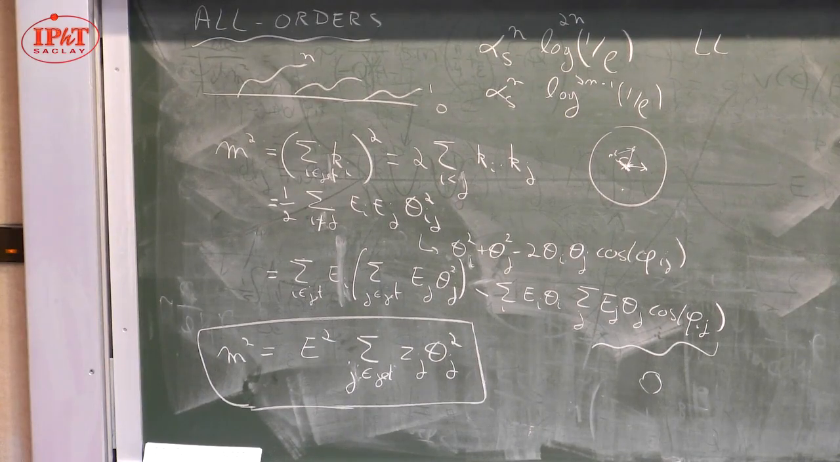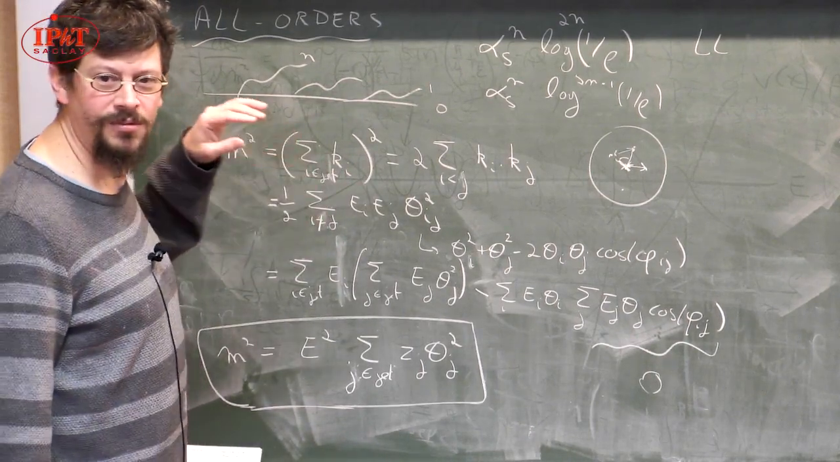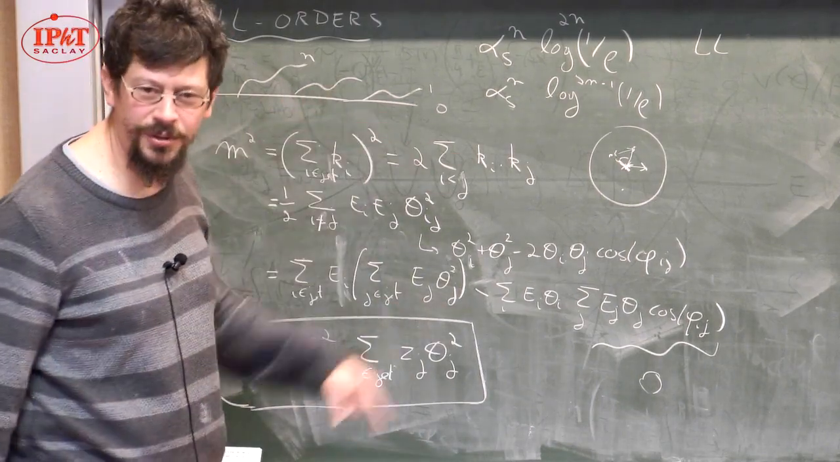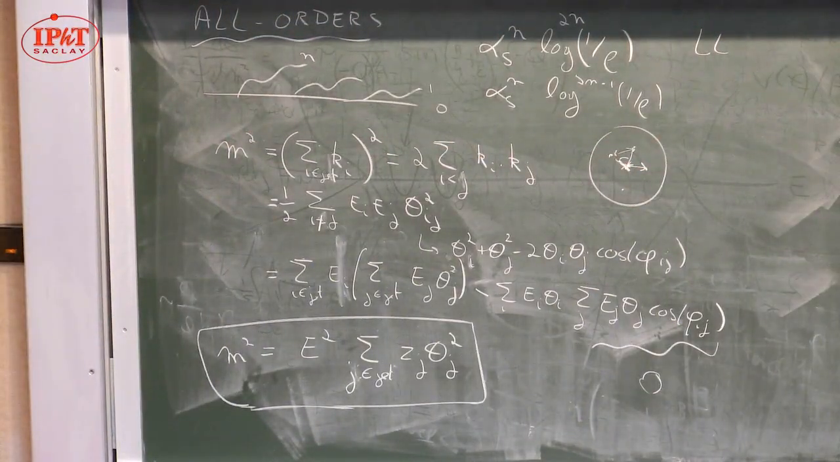In a way, this is a huge simplification. It tells you that if you have a list of emissions, you just have to sum them all. So this is just a sum of the individual contribution of each particle. I'll come back to that in some time.